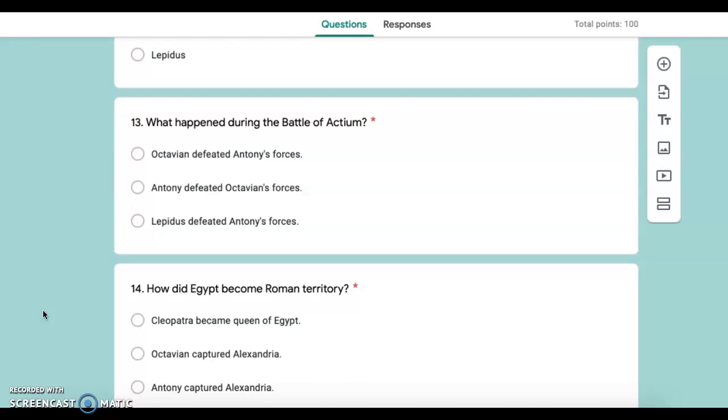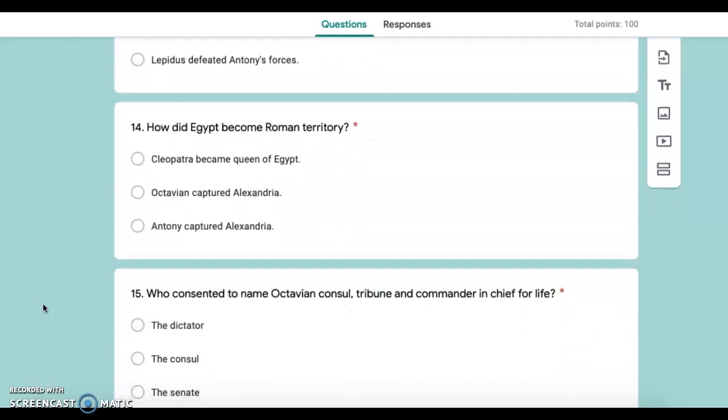13. What happened during the Battle of Actium? Octavian defeated Antony's resources, Antony defeated Octavian's forces, or Lepidus defeated Antony's forces? 14. How did Egypt become Roman territory? Cleopatra became Queen of Egypt, Octavian captured Alexandria, or Antony captured Alexandria?